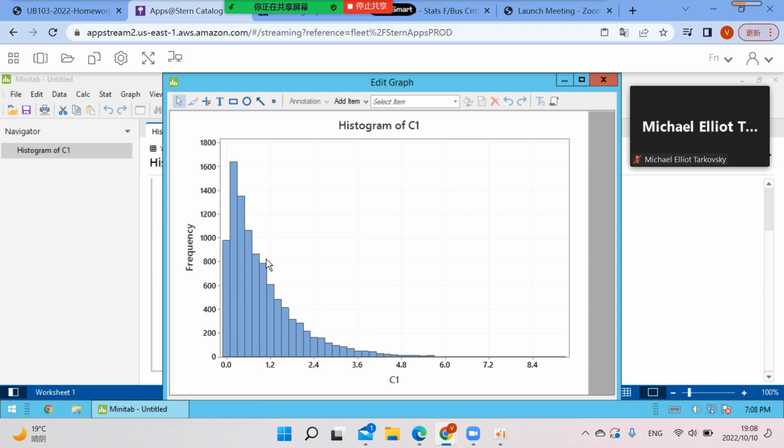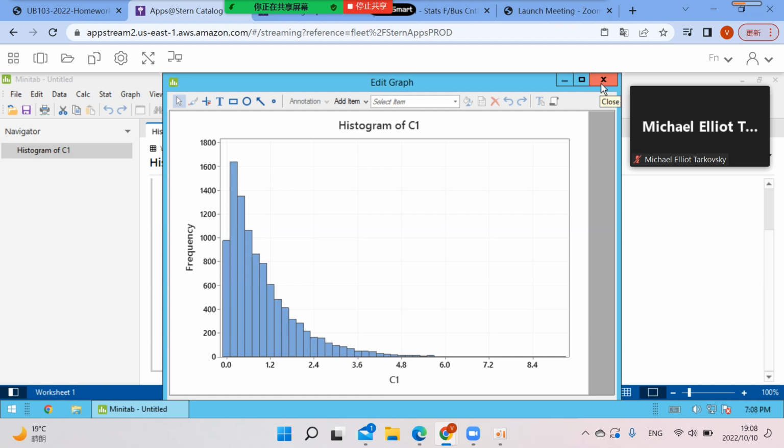So you can see my mouse is showing a vertical line, that the area to the right and left of this vertical line at x equals 1 basically have the same area. So those are the histogram of the 10,000 data set I'm generating.